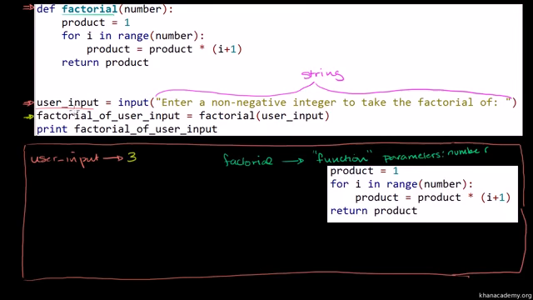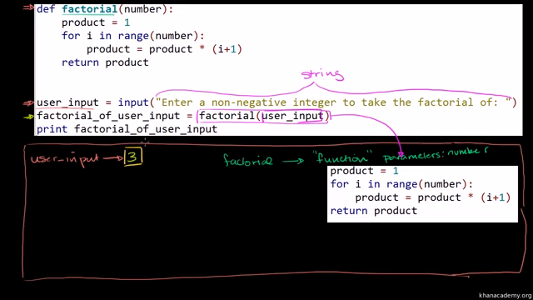And so this is the interesting part. At this point in the program, the factorial of user input, this part right over here, makes a call to this function, and it gives it the argument of whatever user input is. Now, user input is referring to 3. So it is going to pass 3 to the function factorial. So 3 gets passed here.